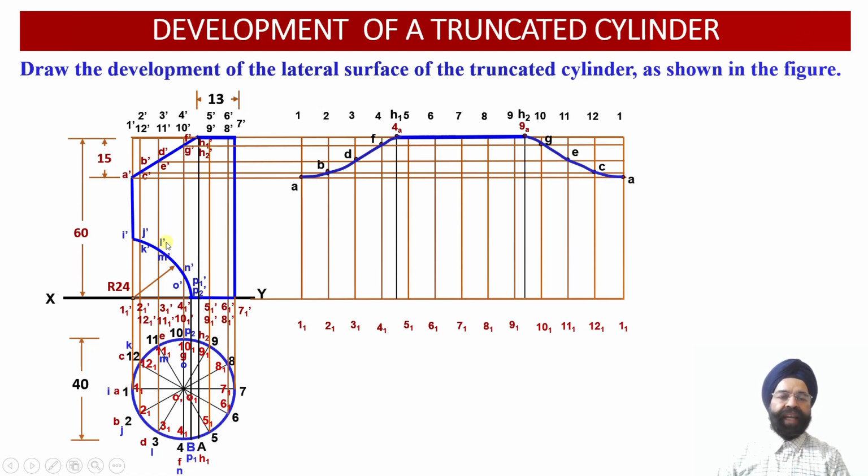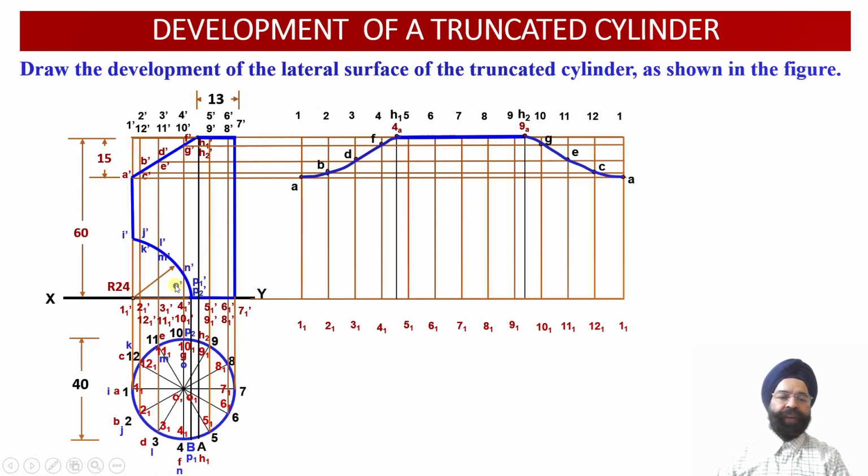Similarly, another 2 points of intersection are there, L dash and M dash. So now L dash is the point of intersection of the circular cutting plane with the vertical generator 3 dash, 3 1 dash, and M dash is the point of intersection of the circular cutting plane with the vertical generator 11 and 11 1 dash. So in the top view projections, point L will be coinciding with 3 and 3 1, and point M will be coinciding with 11 and 11 1 over here.